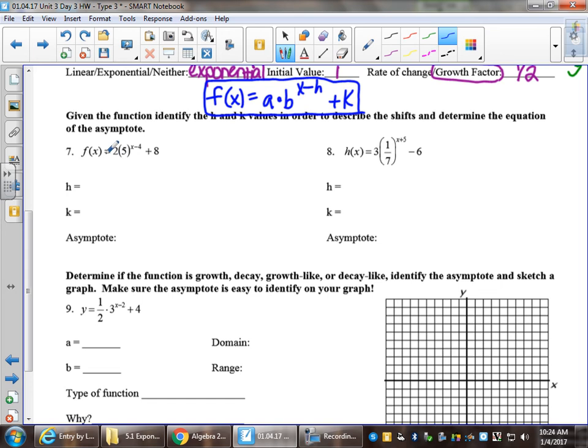So here's my guide. A times B, but this is not asking me for A and B. This is X minus H, and there's K. So here I know that H is a positive 4. Remember, the negative is built in, so a positive 4 was plugged in right there, and K is 8. This would be a shift right 4. H is always horizontal shift. K equals 8 would be a shift up 8. K is always the vertical shift. K also gets me my asymptote. Y equals 8.